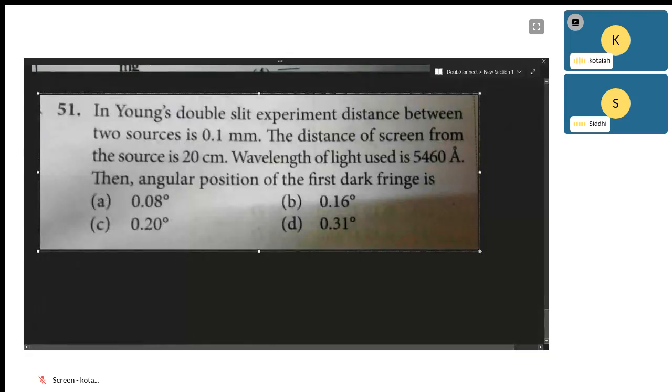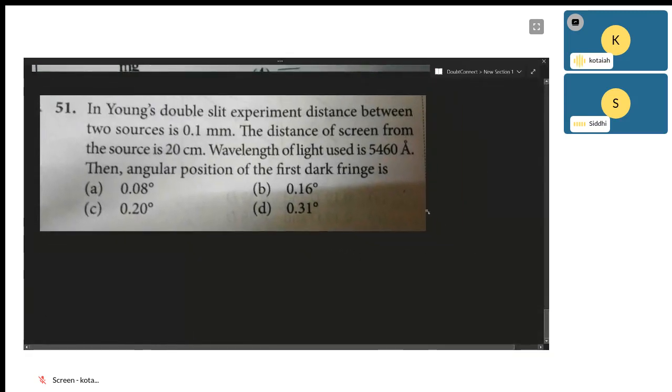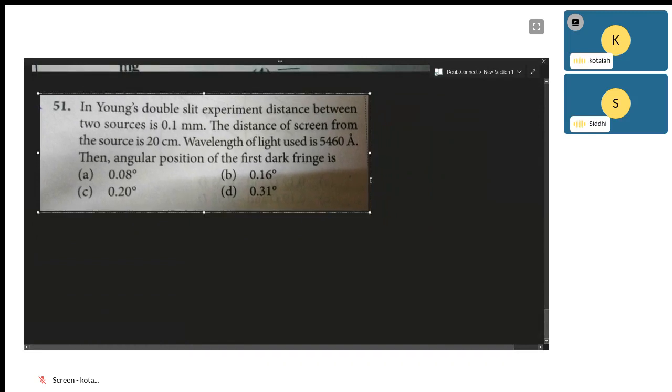Okay, right, this is the question. Just go through the question. Visible now? Yes, sir.